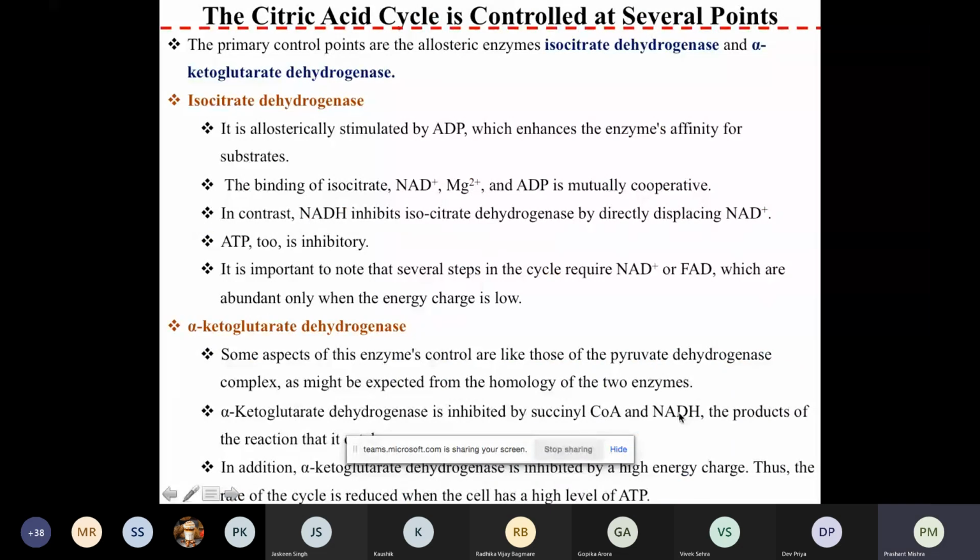So it means that alpha-ketoglutarate dehydrogenase is also inhibited by high energy charge, and thus the rate of the cycle is reduced when the cells have a high level of ATP. So actually what you are learning is that if ATP is more, the cycle will not operate. If ATP is less, the cycle will be promoted.